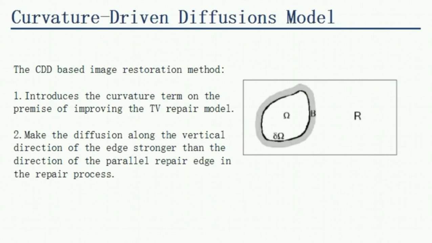The second model is the curvature-driven diffusion model. The CDD-based image restoration method introduces the curvature term on the premise of improving the TV repair model. In the TV method, there is usually a large corner and a large curvature, which cannot be continuously repaired. A large curvature can effectively extend some information along the boundary, and the CDD method makes use of this to make the diffusion along the vertical direction of the edge stronger than the diffusion parallel to the edge in the repair process, so as to realize the continuous repair of longer areas.